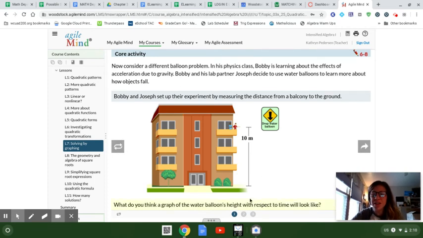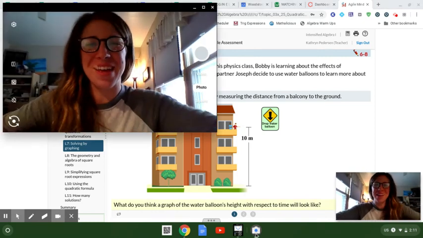So what do you think that graph, if you were to create a graph that would mimic the balloon's pathway, what would you expect it to look like? I'm going to flip this back over one more time. If you want to keep hitting that arrow and keep dropping the water balloon, go for it. Have fun.